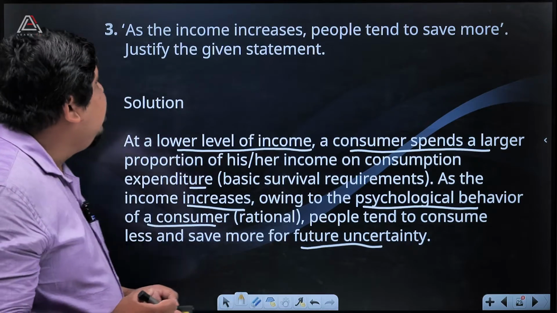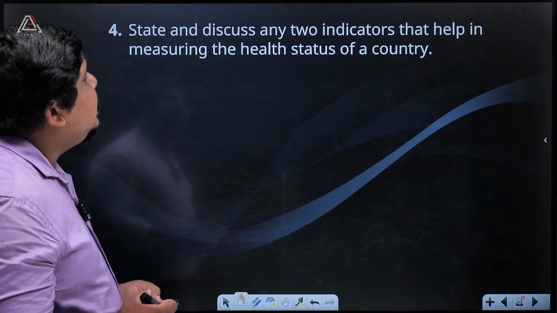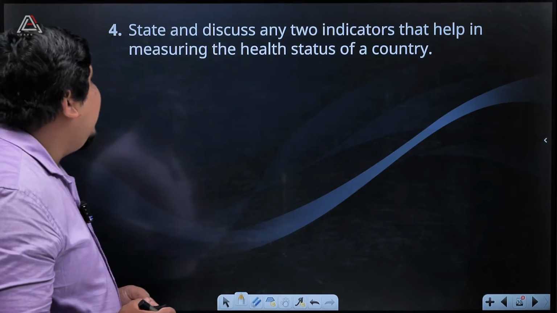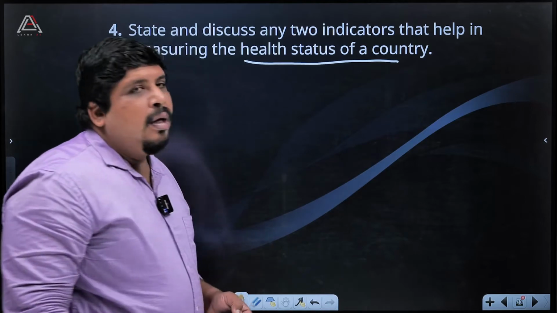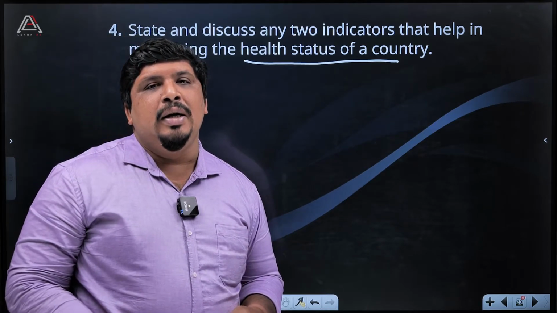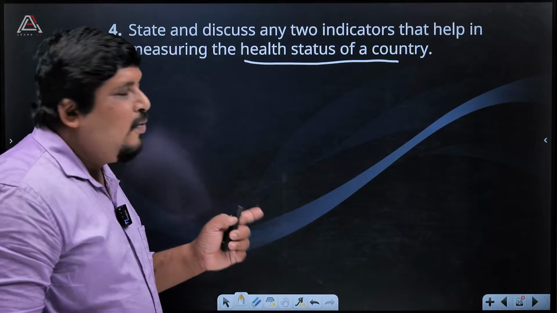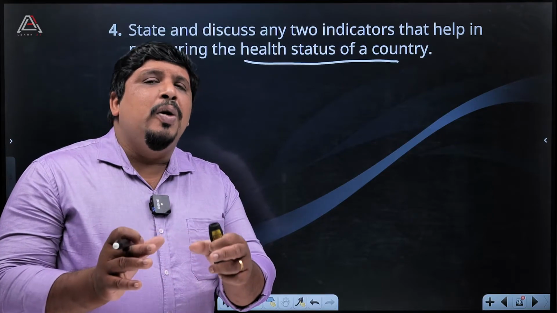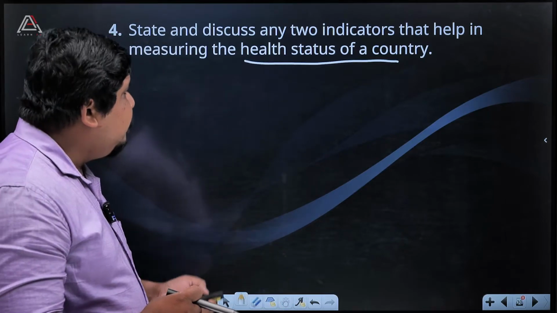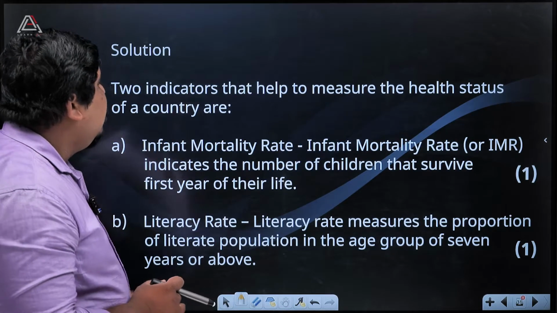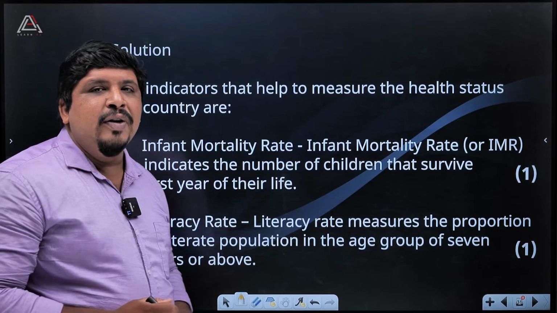Then we are moving to the next question, question number 4. State and discuss any 2 indicators that help in measuring the health status of a country. You have to find out the health status of a country. There are different indicators, but at least 2 indicators. Why? Because you will have only 2 points; you have to write only 2 points. That's why they are asking for only 2 indicators. Simple one. Solution: the 2 indicators. The first one is infant mortality rate. What is infant mortality rate?